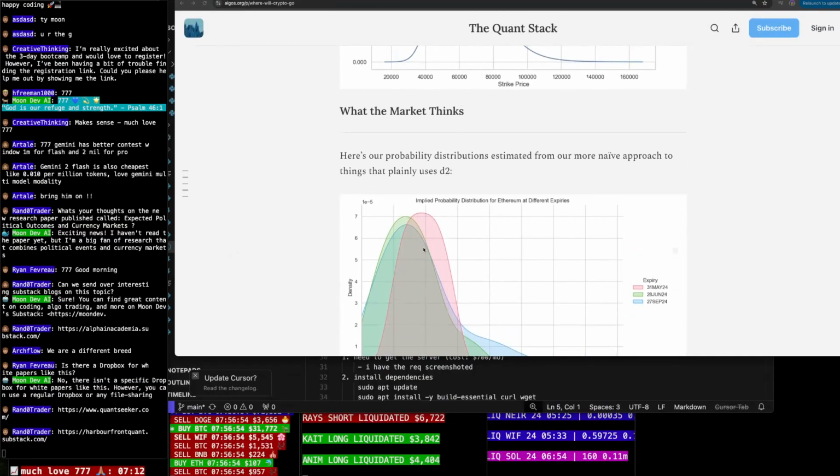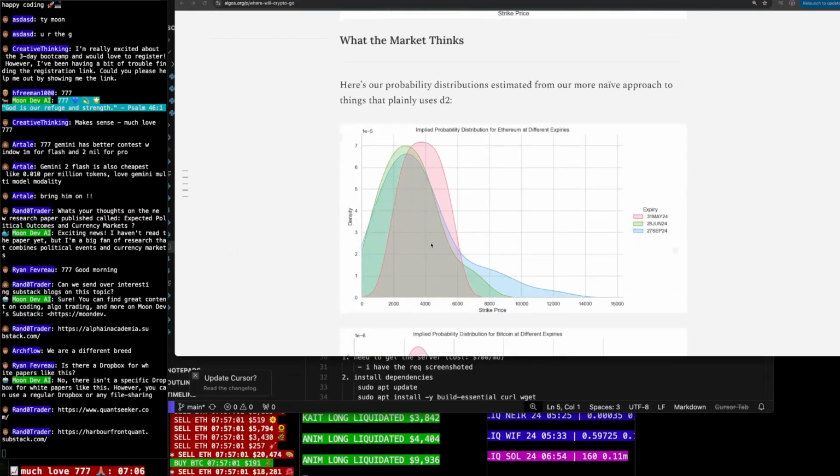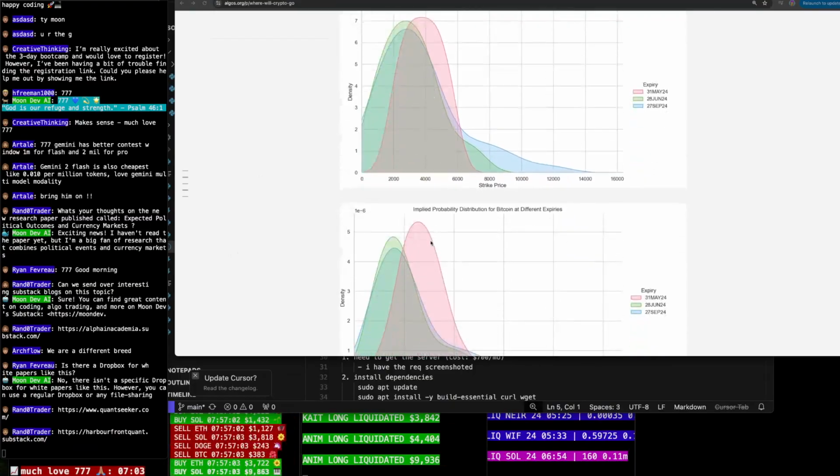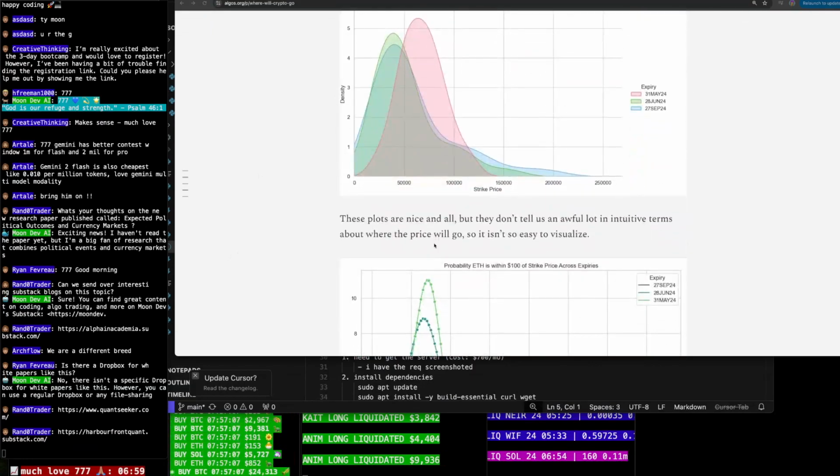What the market thinks. Here are our probability distributions estimated from our more naive approach, which plainly uses D2. Okay, so he's using options here in crypto.